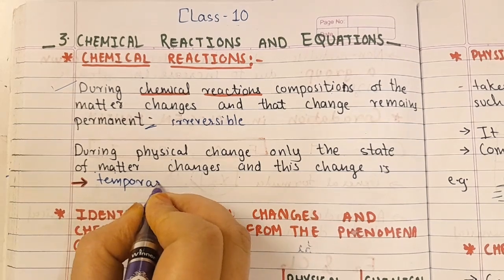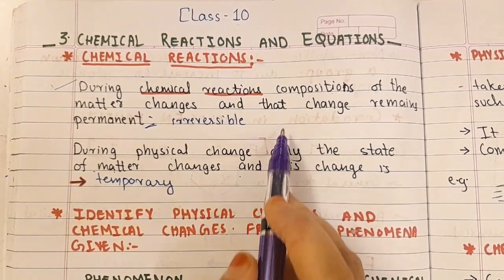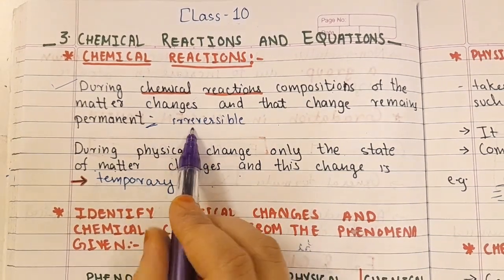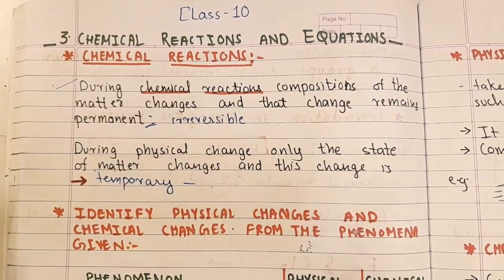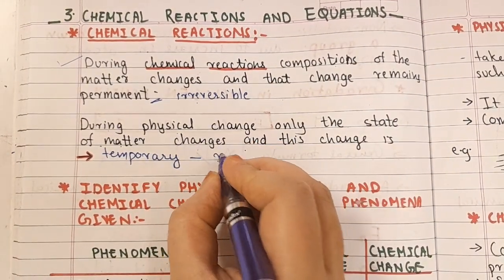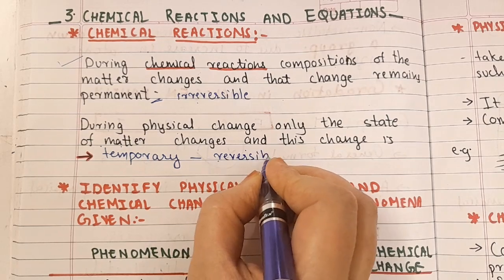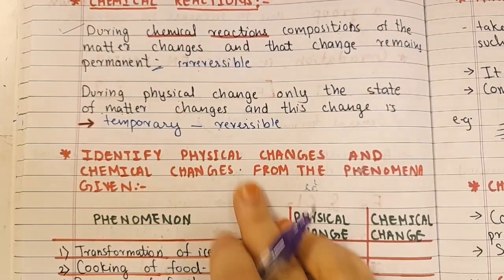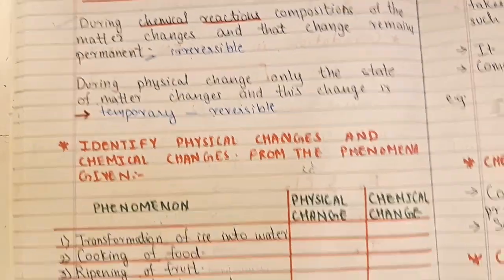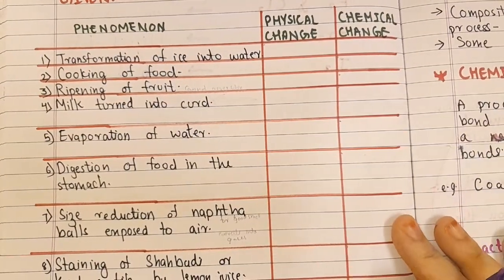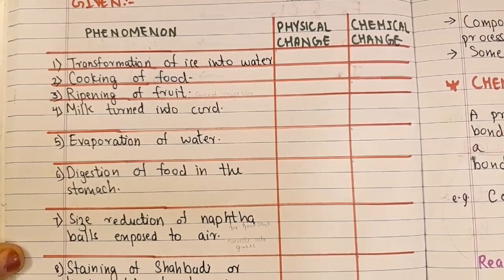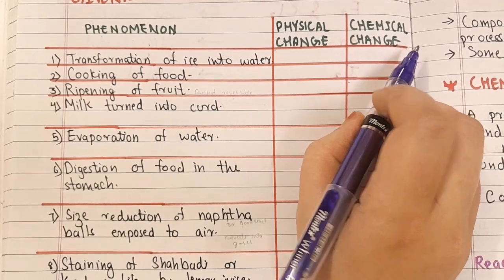So we will see some different examples of chemical reactions and physical changes, and how chemical reactions are irreversible, while physical changes are not reactions and are reversible. Now let us identify different physical changes and chemical changes from the phenomena given below. I have made a chart of different phenomena and we have to identify which come under physical change and which under chemical change.